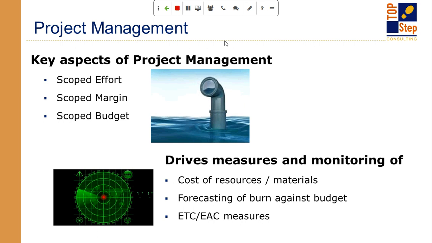And finally, in past webinars, we've talked about those project management measurement techniques, things like estimate to complete, estimate at completion, earned value management. Those are all items that are measures that will help you understand how you're burning against the project. Are you burning hot or cold against that project?